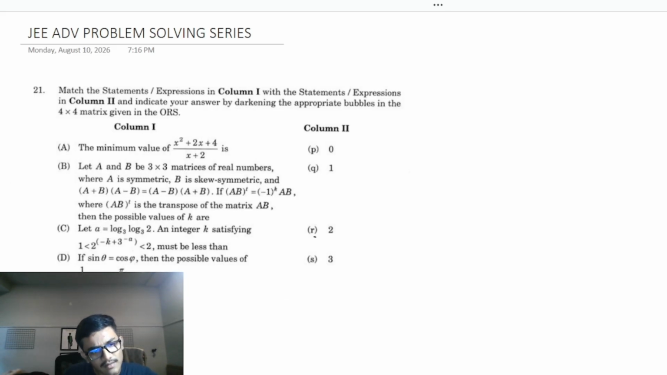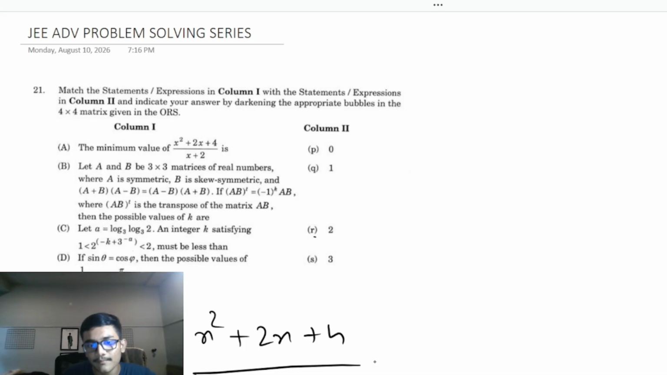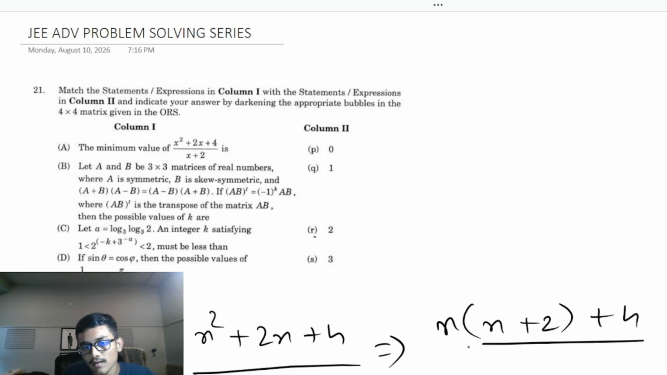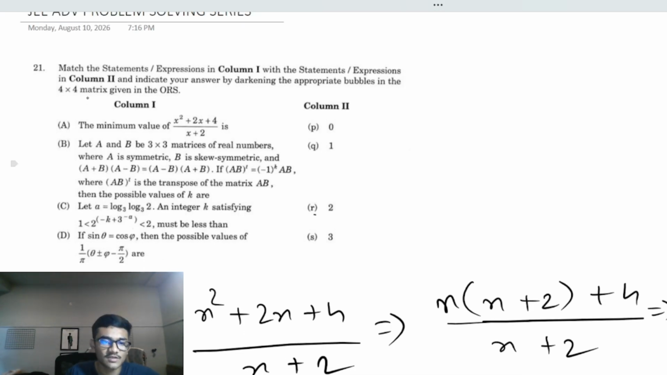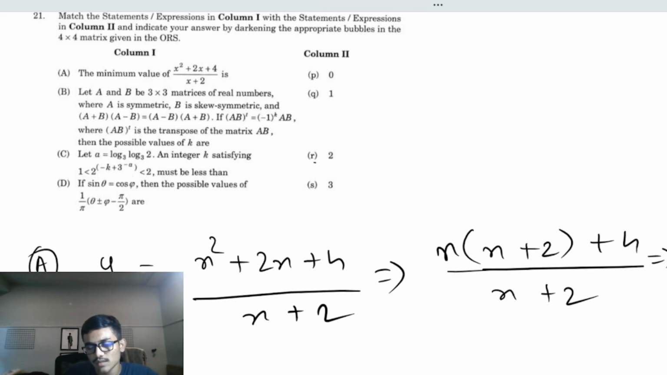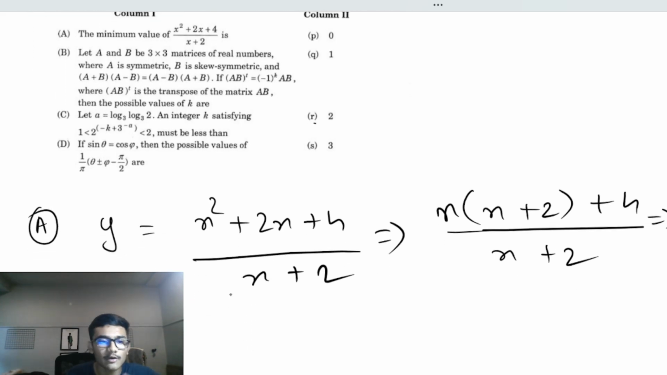Let us assume that this function is y equal to (x square plus 2x plus 4) upon x plus 2, right? I'll take x common, so it will be x times (x plus 2) plus 4 upon x plus 2, which is nothing but x plus 4 upon x plus 2. Now to find the minimum value of this function, I'll use AM-GM inequality. Let us try to use that.